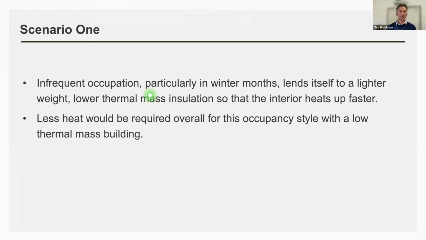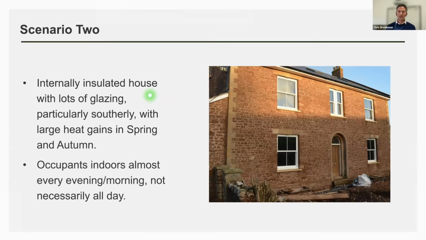The occupants probably would have left the building by the time that all of that heat is then dissipated from the material, and so effectively you're kind of wasting that heat. So that's the first example where actually a high thermal mass isn't necessarily useful. We're going to use much the same properties again now, but in a slightly different occupancy style.